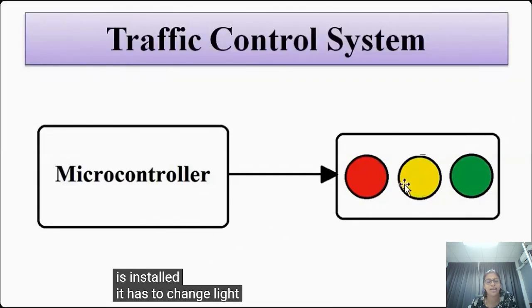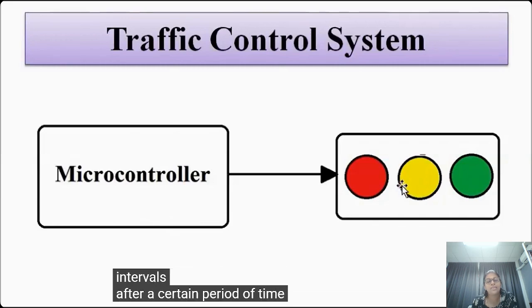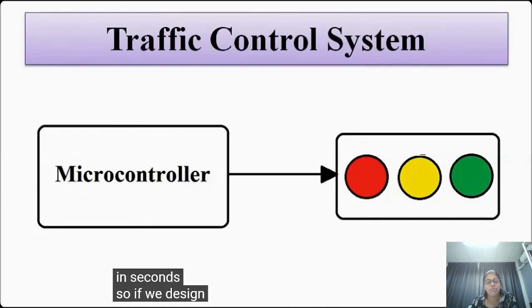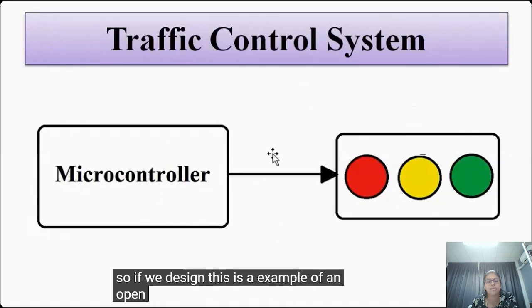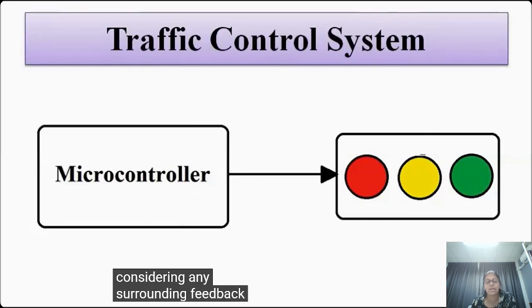It has to change the light at regular intervals after a certain period of time defined in seconds. So this is an example of an open loop system. It has no feedback path because it is not considering any surrounding feedback.